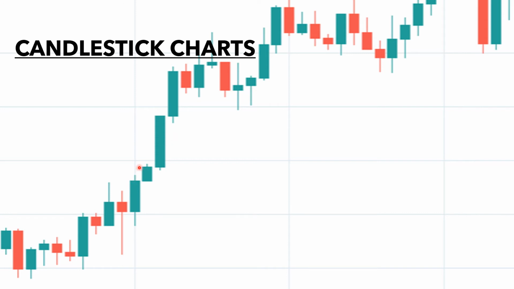As you can see, there are different real body lengths. And what the real body lengths show you is the amount of price action during the time which the candlestick is formed.